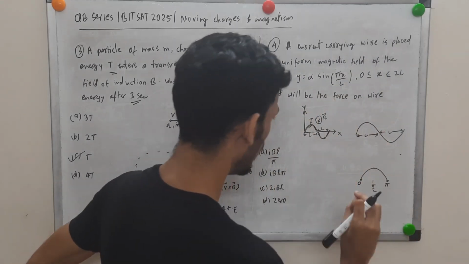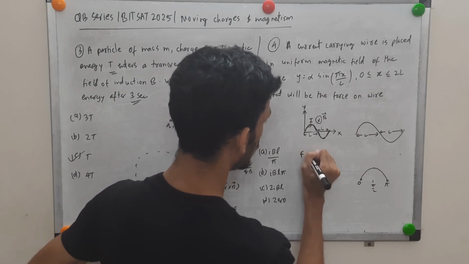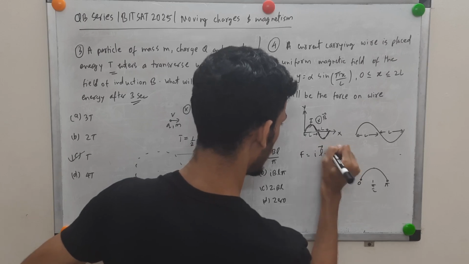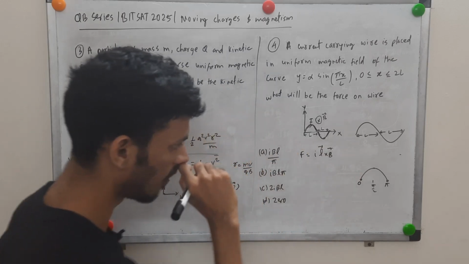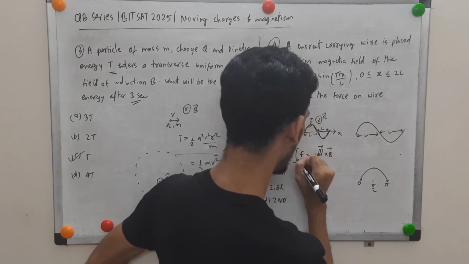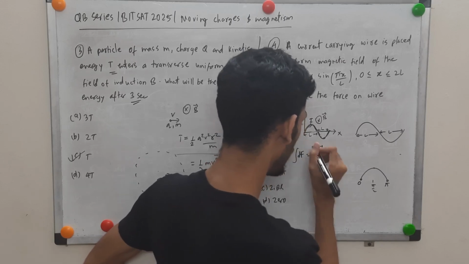Okay, but now let's come to the question. What is the force on a wire? It's I L cross B, right? That is how you find force on a current carrying wire. Now remember that if I write it for a small element, I can write an integral.